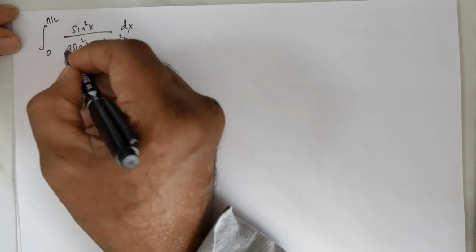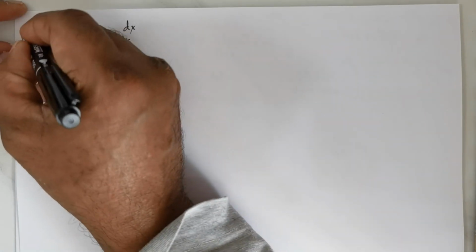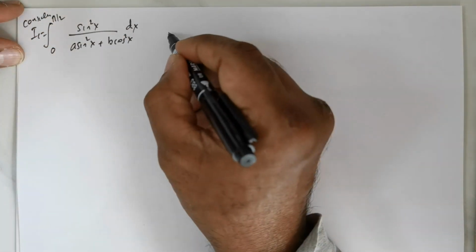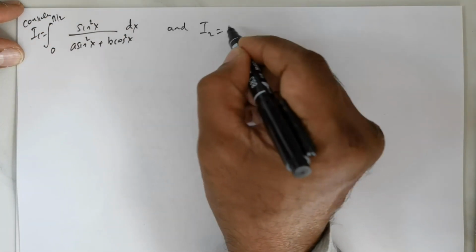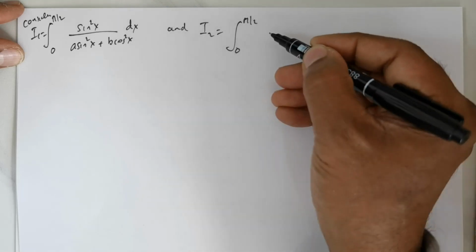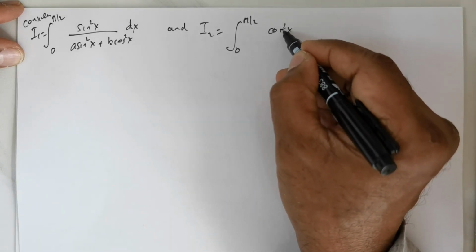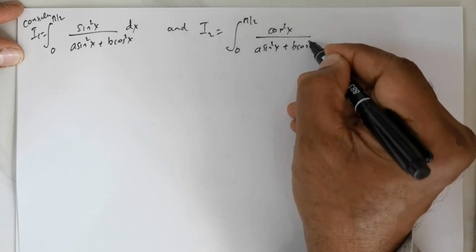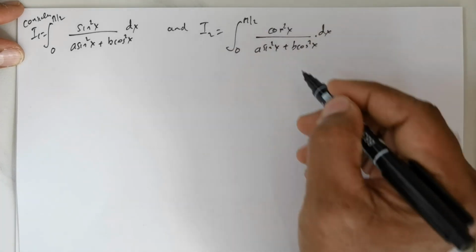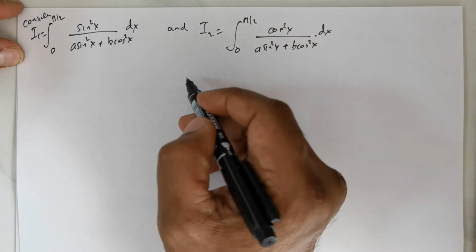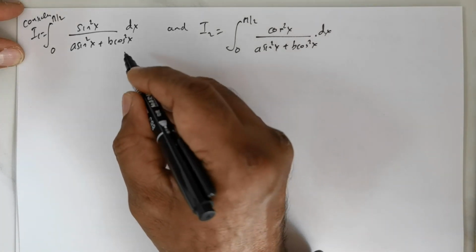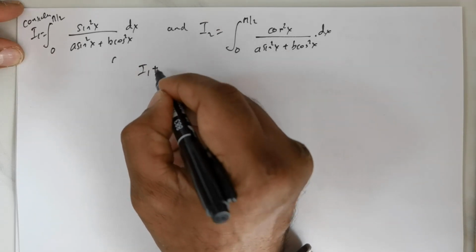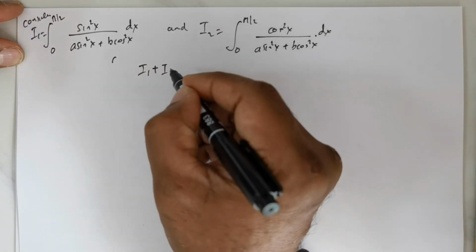Now to integrate this, foremost what I wish to do is I would like to consider I1 to be equal to this, and I'm going to take I2 to be equal to the integral from 0 to pi over 2 of cos squared x divided by a times sine squared x plus b times cos squared x, dx. I can always take it like this. Now next let me actually add I1 with I2.